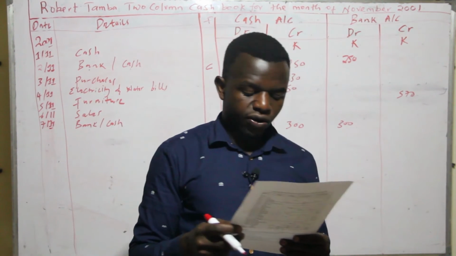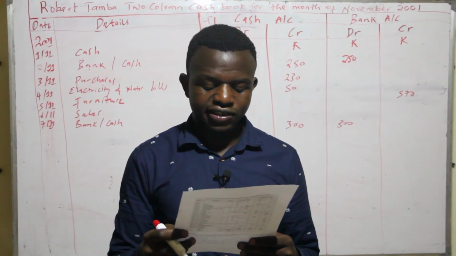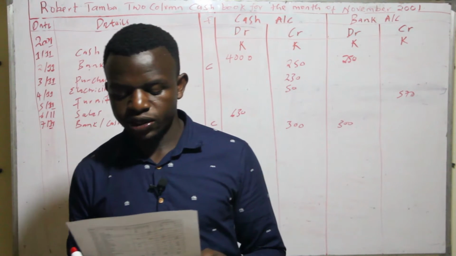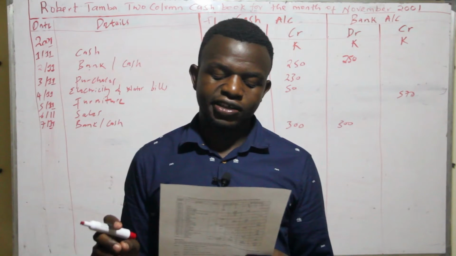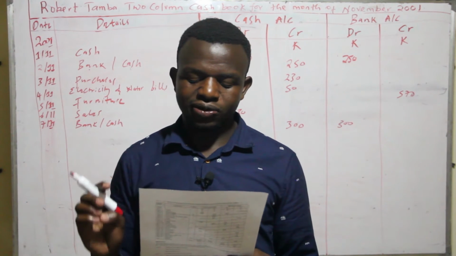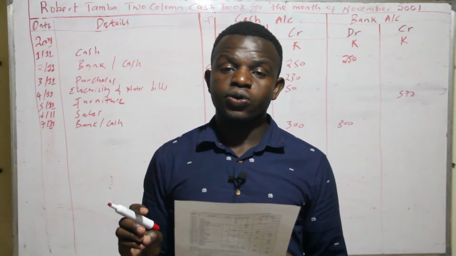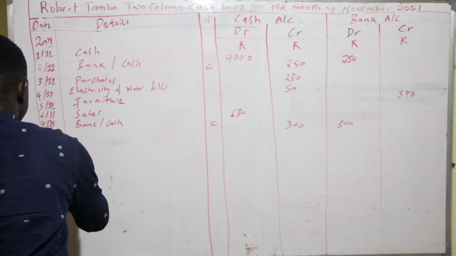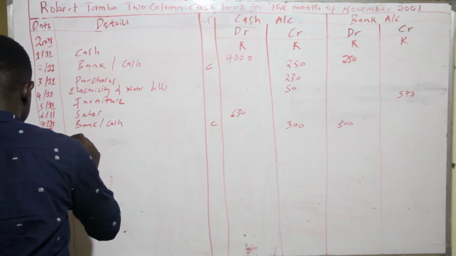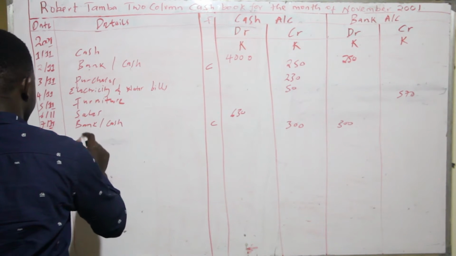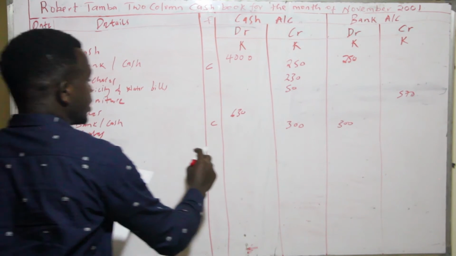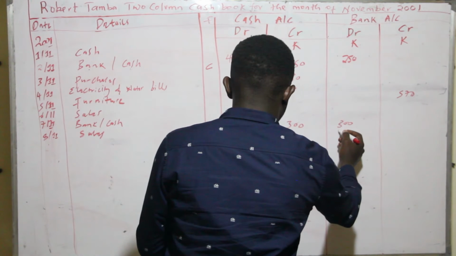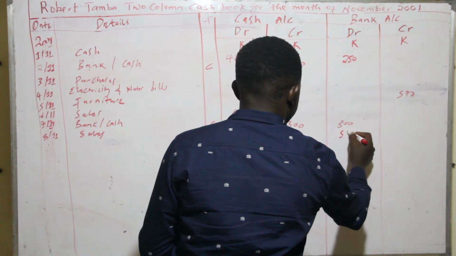Then on the 18th of November, sold goods and received a check of 55 kwacha. It was deposited into the bank. So we're going to record that amount on the debit side of the bank account. So in our details there, we're going to say sales, and we're going to record that amount on the debit side of the bank account. So we have 55.